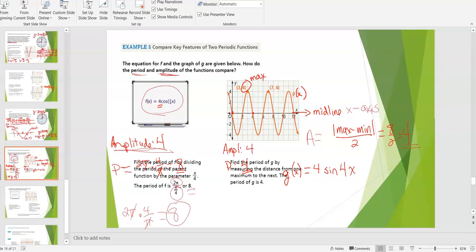The period on this one, I just look at the graph, starts at 0, kind of goes up, and comes back at 4. So the period there, just real quickly, is easily 4. Now, what if I wanted to find this function? That's a good challenge problem.